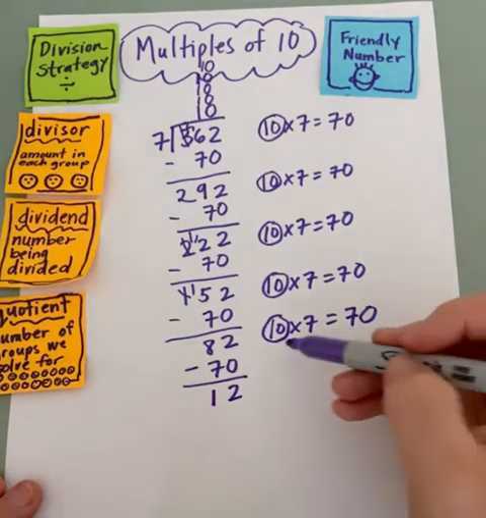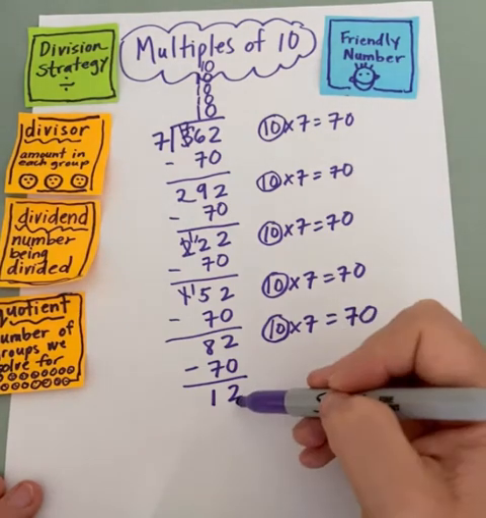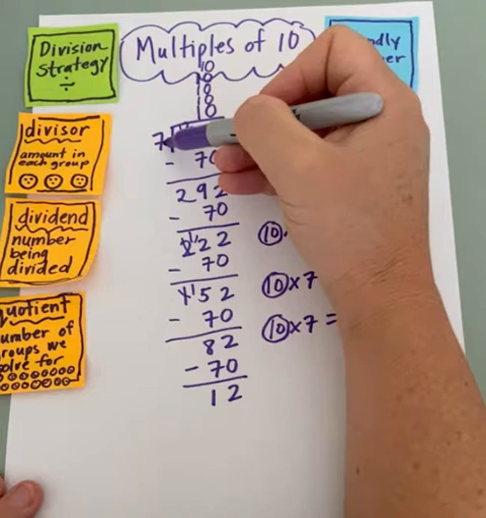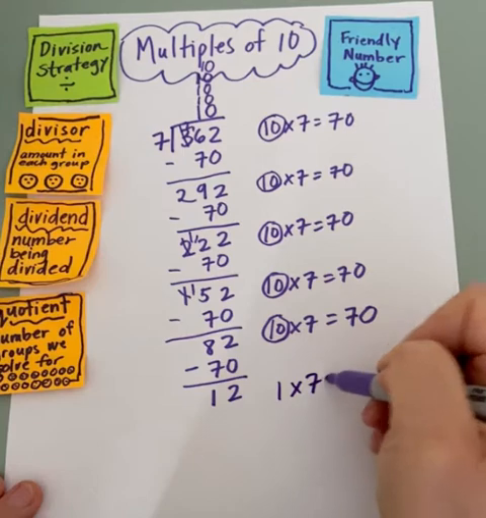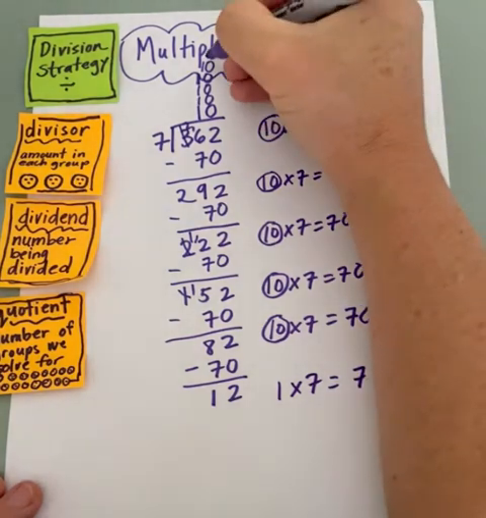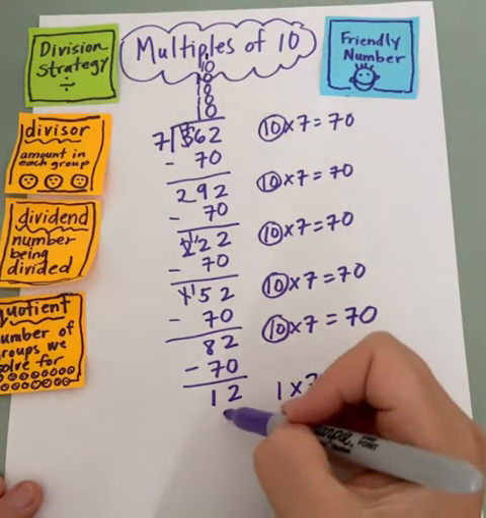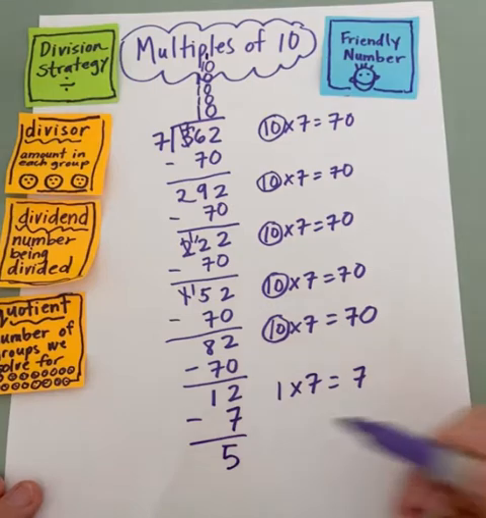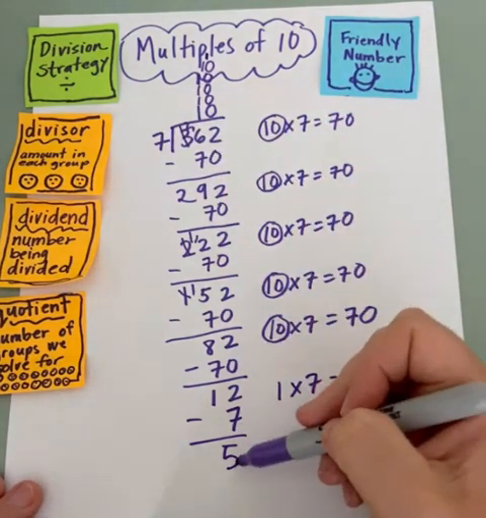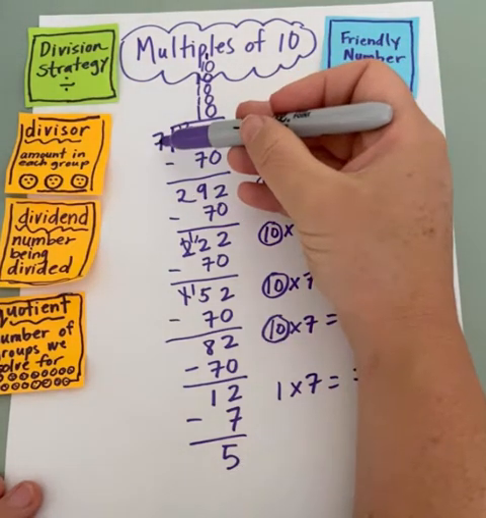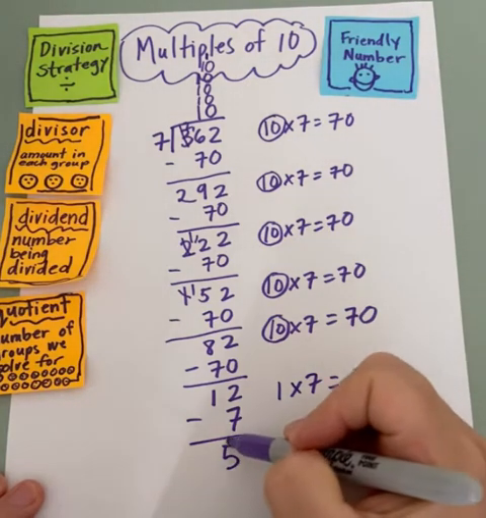So now, can I do that again? Are there another 10 groups of 7 in 12? No, there's not, because 70 is much bigger than 12. So now I have to think, how many groups of 7 are in 12? Well, I know there's at least one group of 7 in 12. So I can add that 1 up here. I hope you guys can see it. 1. And now I subtract that from the total, which leaves me 5. Now, is there another group of 7 in 5? No, there's not, because this is smaller than the divisor, or the number that's dividing the dividend. So this will become our remainder.